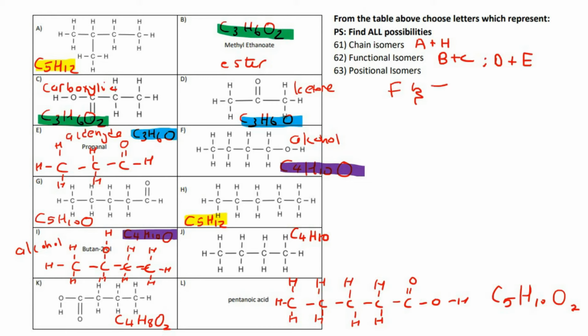Okay. And then positional isomers would be F and I. The reason is that the chain is the same, so it's not chain isomers. They're both alcohols, so that can't be functional, but it's the position of the alcohol that is different. Here you can see the OH is on carbon number 1. Here you can see the OH is on carbon number 2. So that position is different, so that's why they are called position isomers.